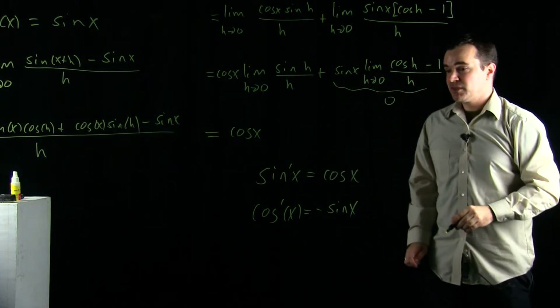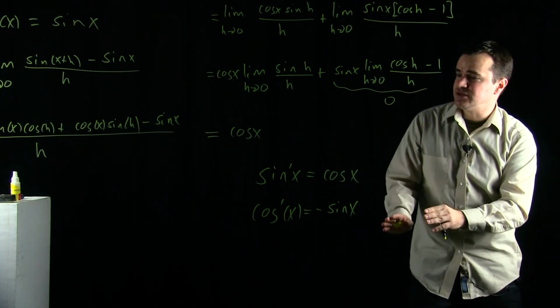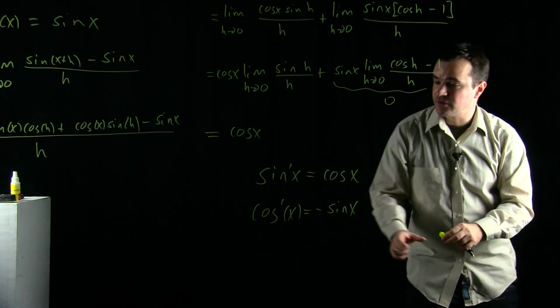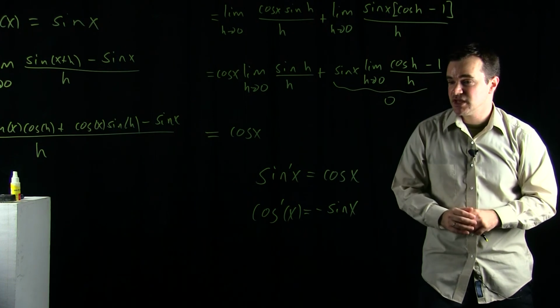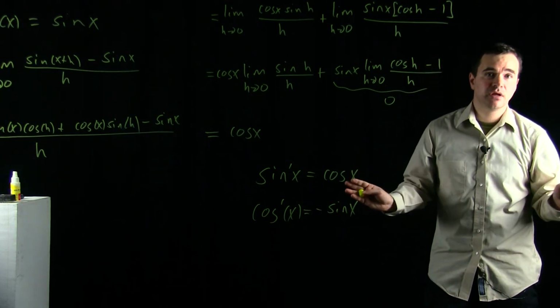negative sine of x. So now that you've seen this argument, I challenge you to go back using the definition of derivative and prove that the derivative of cosine is equal to negative sine of x. So from now on during the course, we'll just use these two equations whenever we need them.